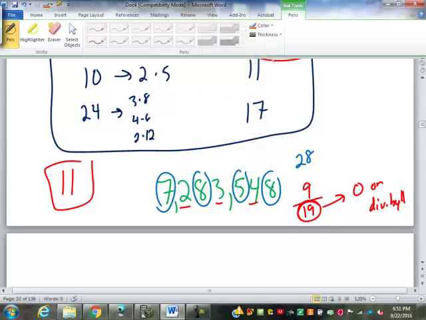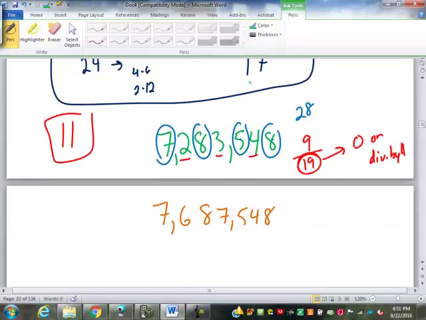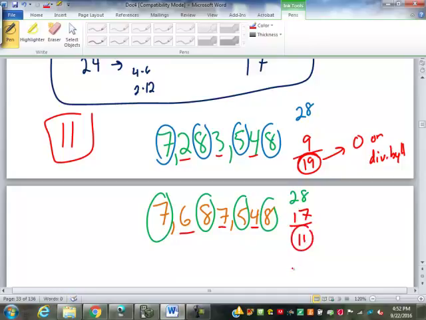However, this number here, 7 plus 8 is 15, plus 5 is 20, plus 8 is still 28. 6 plus 7 is 13, plus 4 is 17. The difference is 11. That number is divisible by 11. Any questions?